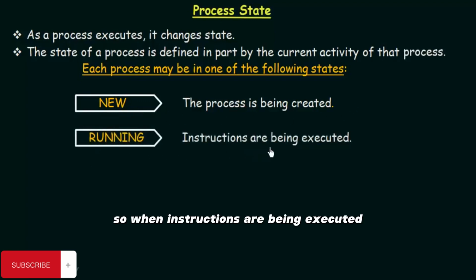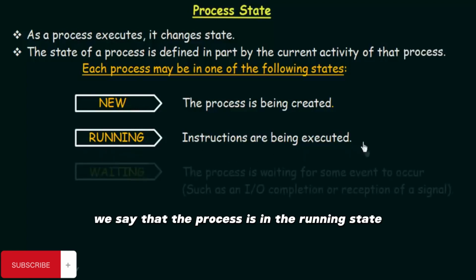Now the second state is the running state. When instructions are being executed, at that moment we say that the process is in the running state. So when the process is being created, it is known as the new state. And then when the process begins its execution, that means when the instructions within the process are being executed, at that moment we say that the process is in the running state.